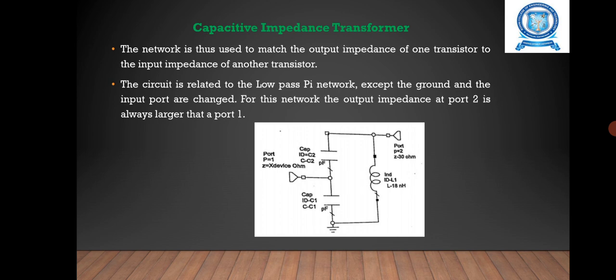Here the network is thus used to match the output impedance of one transistor to the input impedance of another transistor. Then the circuit is placed to the low pass PI network, except the ground and the input port are changed. Then the output impedance at port 2 is always larger than at port 1.